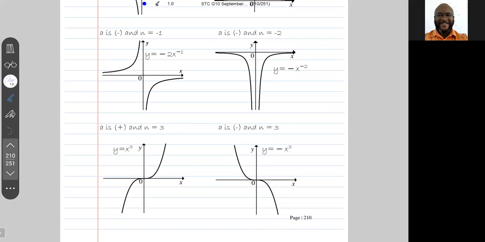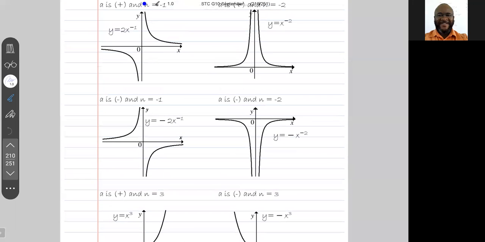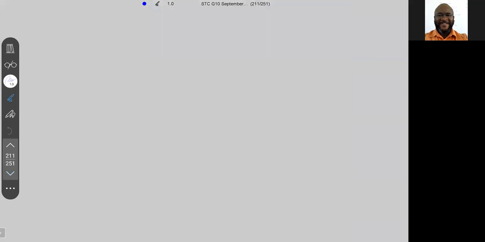All right. So your examiner, along with asking you to be able to draw linear graphs and quadratic graphs, could ask you to draw any one of these graphs as well, as a question in your exam. All right, the next section.